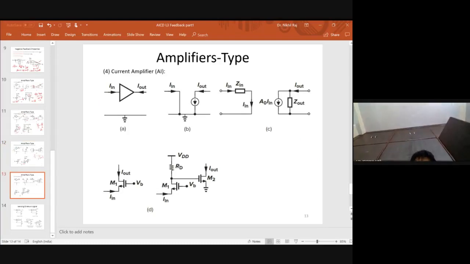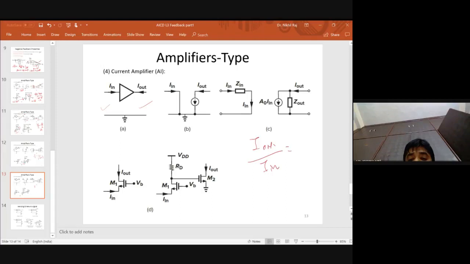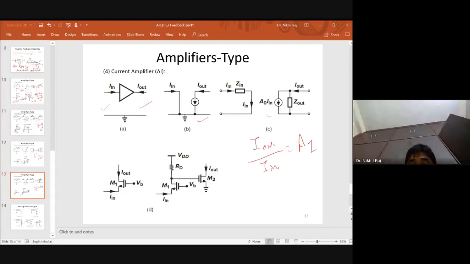Number 4 is your current amplifier. I am giving current as the input and taking current as output. So which type of amplifier will it be? I out by I in. So which type of amplifier is it? Nothing but a current amplifier. So this is the ideal representation, this is the practical representation.